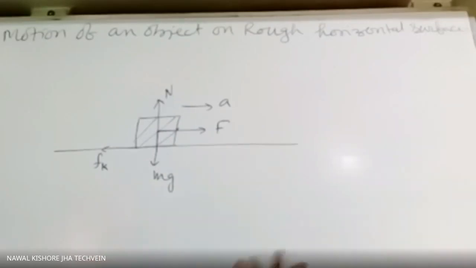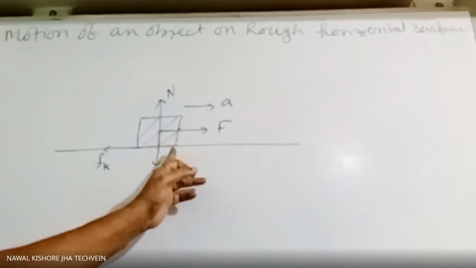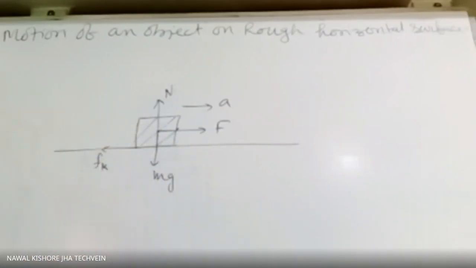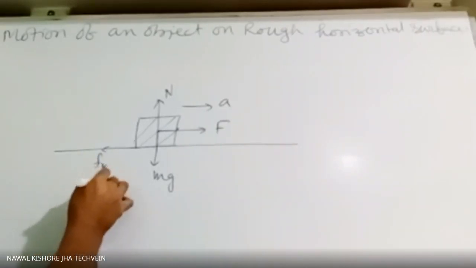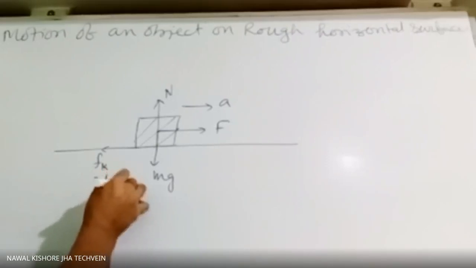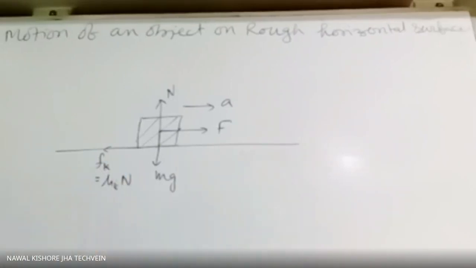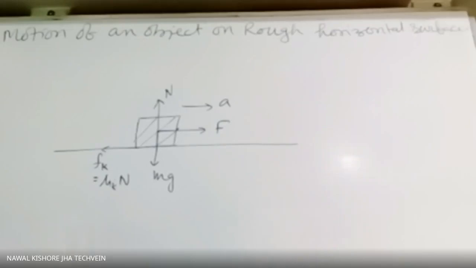If simply coefficient of friction is written, you are free. That means both are almost same. Sometimes you will be given static friction is this much, kinetic friction is this much. Then when the object is moving, we have to use kinetic friction, the coefficient of kinetic friction. So this Fk is how much? This is mu k times N. So this is your free body diagram.